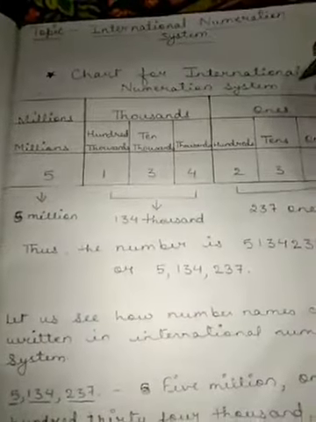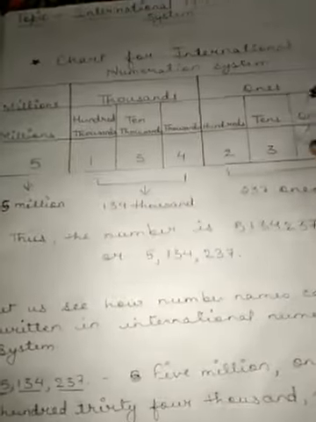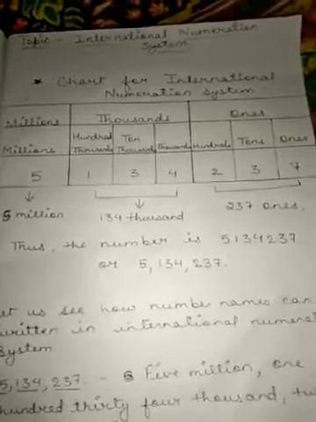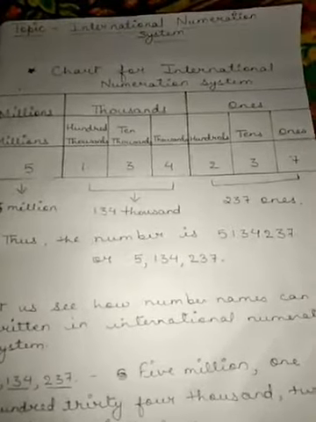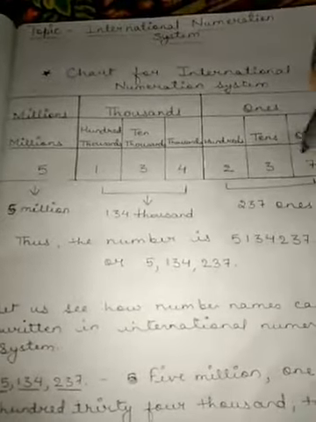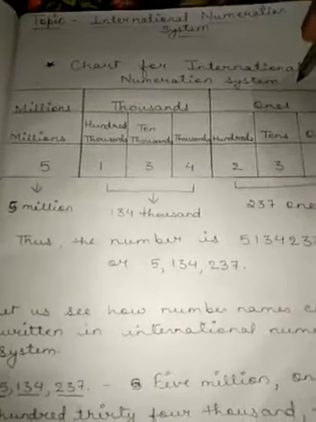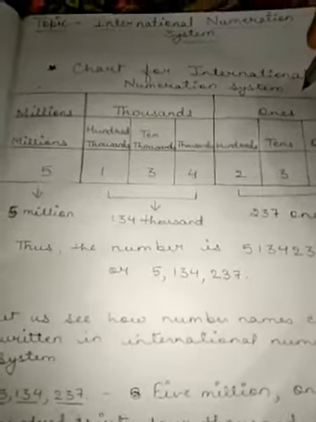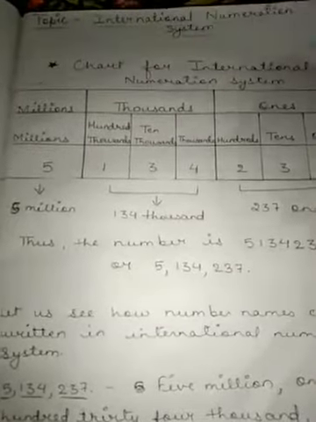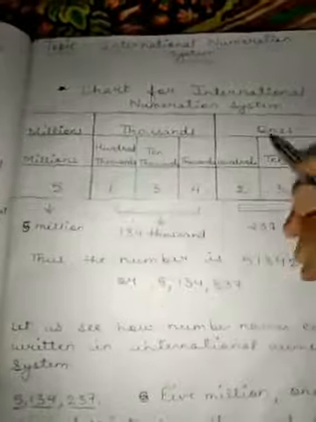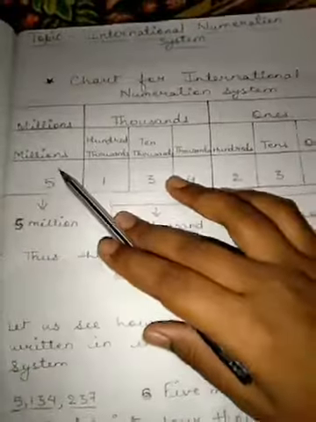Before starting this chart, children, as we have learned in this chapter about 7-digit numbers, and in our fourth standard you only have to know about 7-digit numbers, so we have taken 7-digit numbers only. In other classes, as you go to class 5, you will learn more about this chart. So we are learning this much here. Now you can see this chart is divided into three parts: ones, thousands, and millions.